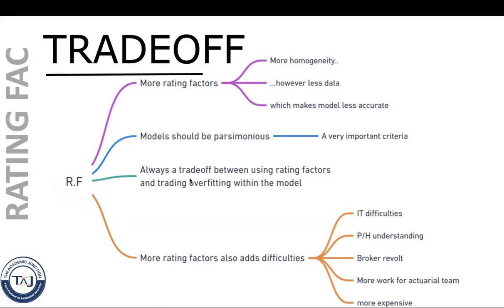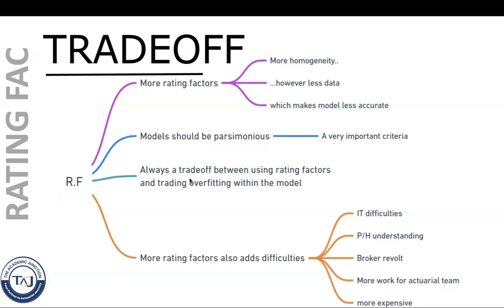So now your number of rows have gone from 2 to 4 to 8. And that's how it goes, right? It is exponentially increasing. So every time you add a new rating variable, you account for more homogeneity in the model, you account for more homogeneity in the individual risk cells. However, the cost that you pay for it is with respect to data credibility, right?